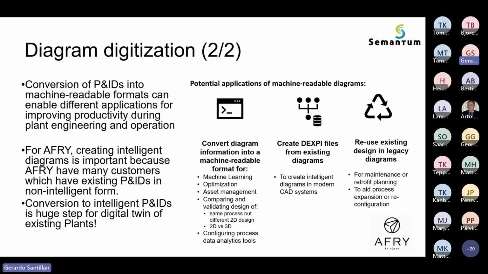And digitizing these diagrams, making these diagrams machine readable, would allow using this information available in the P&IDs for many other applications that can increase productivity during the engineering, so during the plant design, but also during the operation. So this is also relevant not only for EPCs, but also for owner operators. So there are many applications for which this can be used.